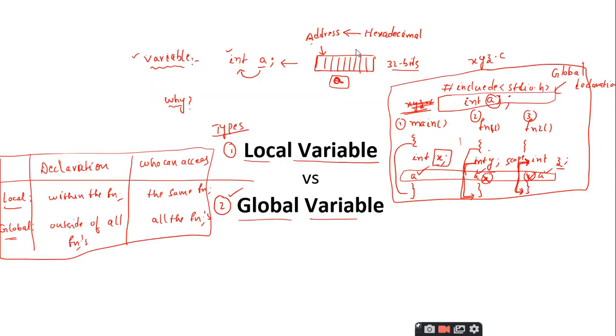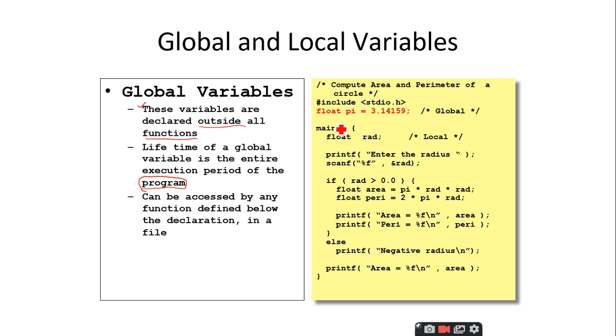Program means, we have seen this example, right? xyz.c is a program. Main, fn1, fn2 are the functions. Local variables have their lifetime within the function only. Remember that local means within the function. Global means throughout the program. Global is throughout the program and local is within the function. You can see here, float pi is a global variable, this is a local variable, and you can see that the local variables and the global variables can be accessed in the same program, right?